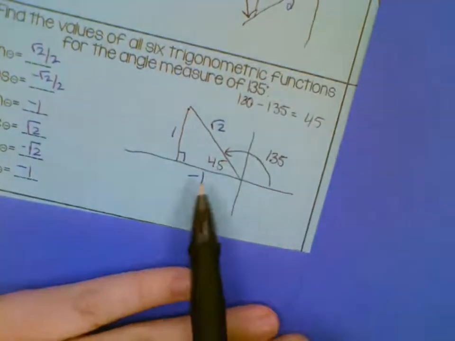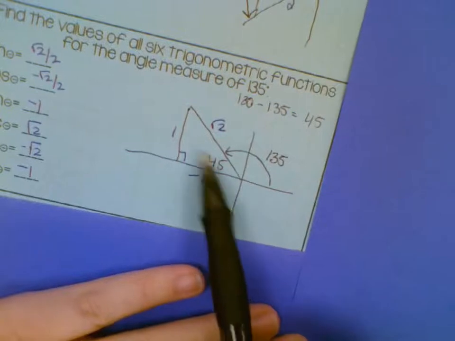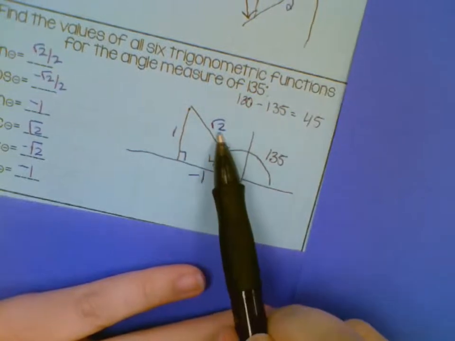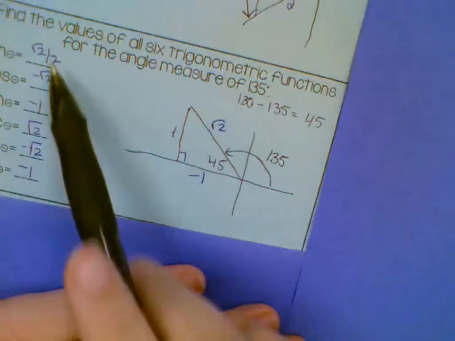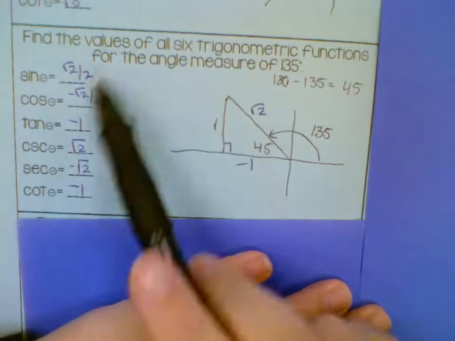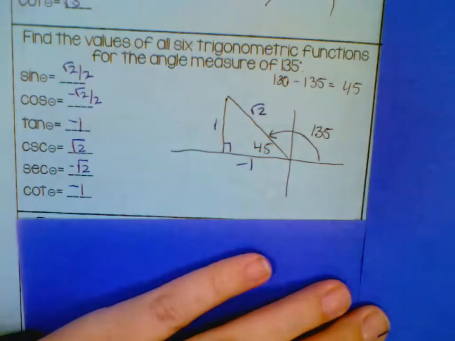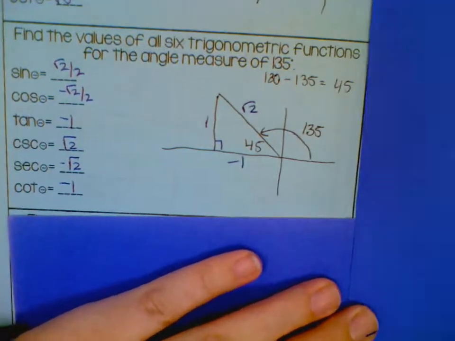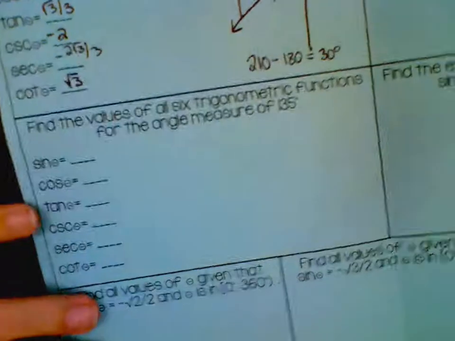Okay, so we found that our reference angle was 45, and I know across from 45 is 1, since in quadrant 2, -1, and square root of 2 for our hypotenuse. So from there, I just found all my trig values using SOHCAHTOA. If you have any questions, make sure you write them down, and we can talk about them in class tomorrow.